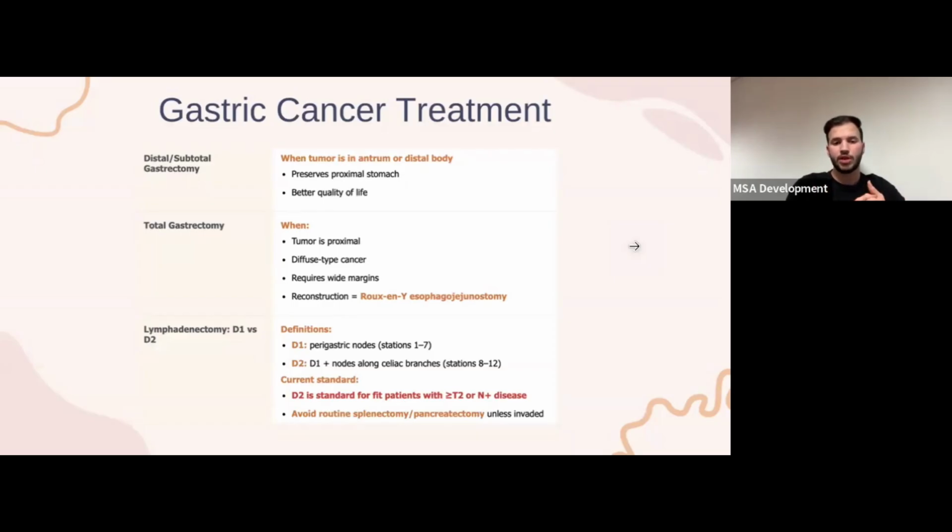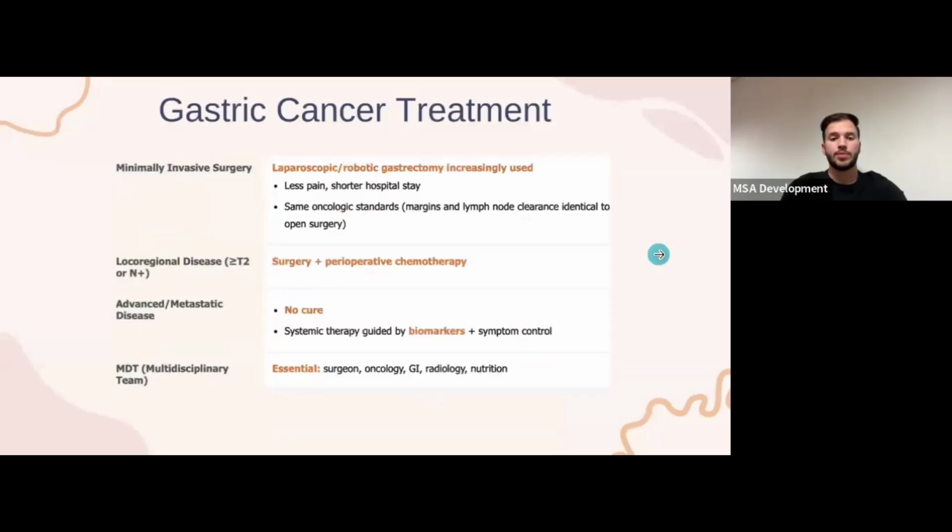And finally, lymphadenectomy, which is D1 versus D2. D1 are, as you mentioned before, the stations from 1 to 7, or 1 to 6. And D2 is from 8 to 12. The current standard, the D2, is standard for patients with T2 or lymph node involvement. And we try as much as we can to avoid splenectomy or pancreatectomy.